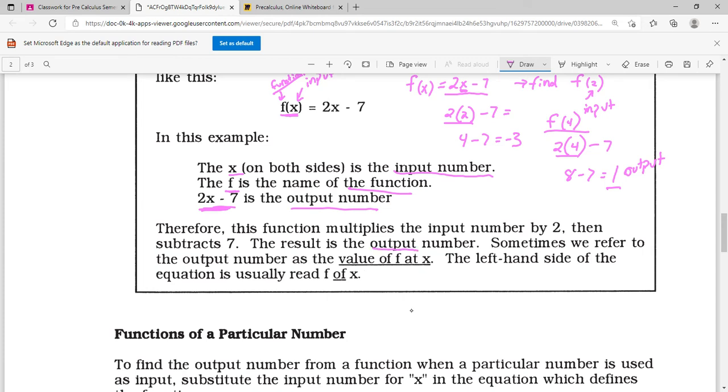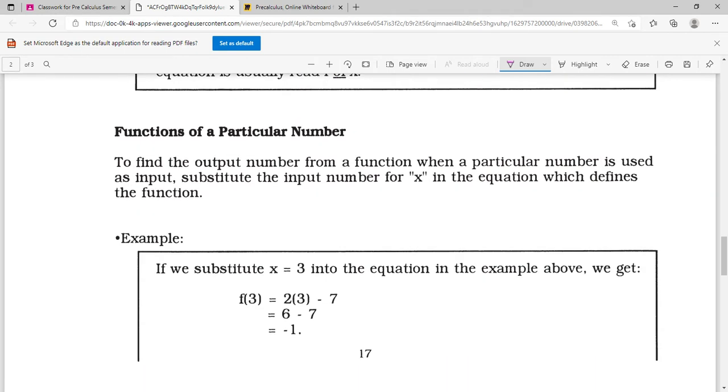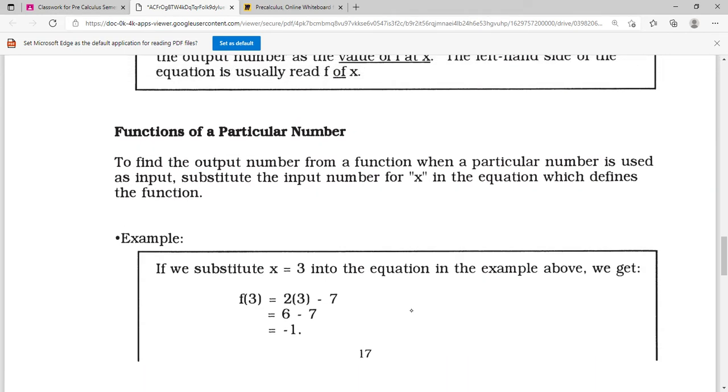Okay, sometimes we refer to the output number as the value of f at x. The left-hand side of the equation is usually read f of x. All right, functions of a particular number. To find the output number from a function, when a particular number is used as input, substitute the input number for the x's, like I just did in the equation which defines the function.